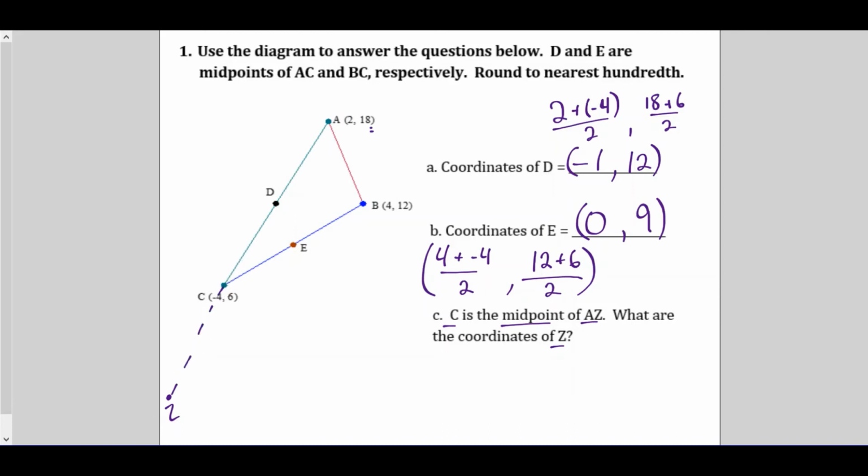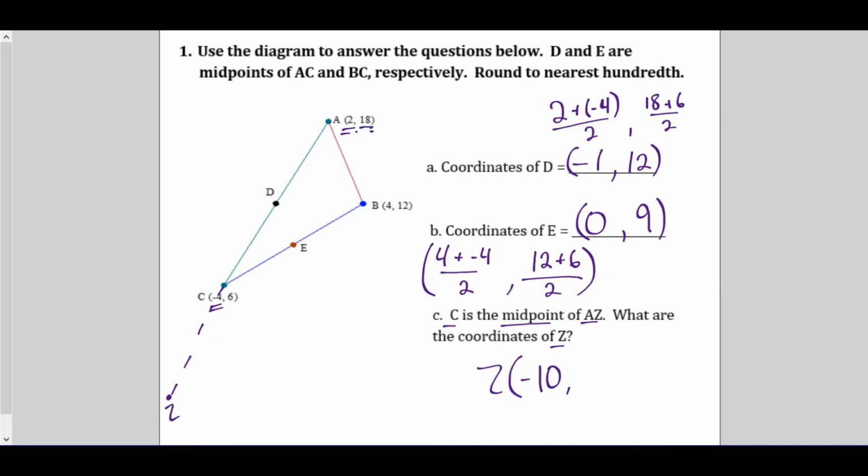So I'm going to show this in two different ways again. I'm thinking about the horizontal jump from 2 down to -4. That's going down by 6, so I know I just need to go down by 6 again. So to get to Z, I'm going to go down by 6 again to get down to -10.